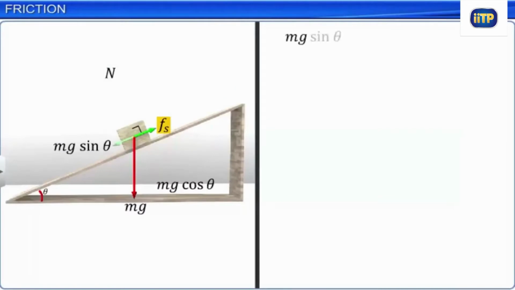In this case, mg sin theta max is equal to Fs max, which implies mg sin theta max is equal to μs mg cos theta max, which gives tan theta max equal to μs on simplification.